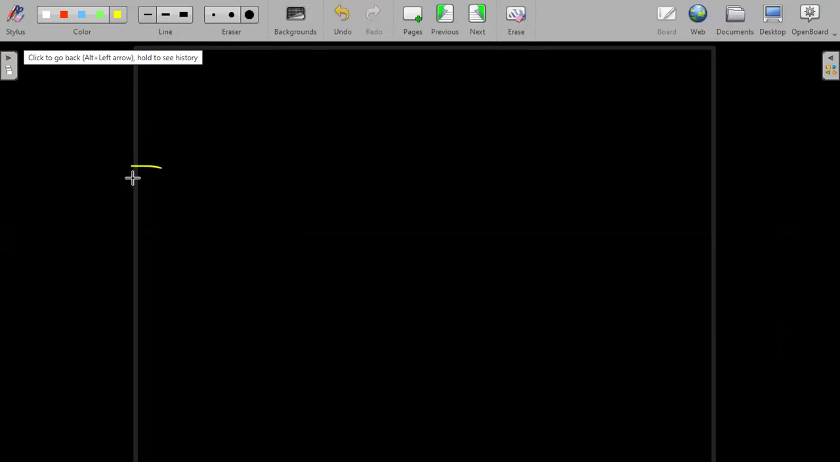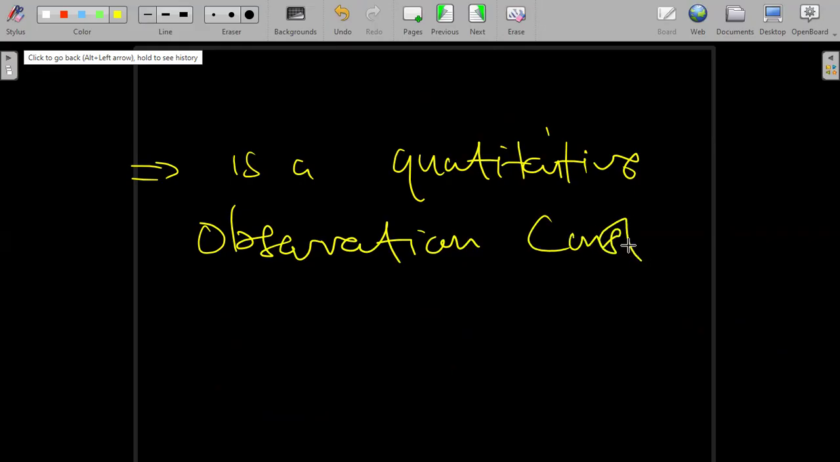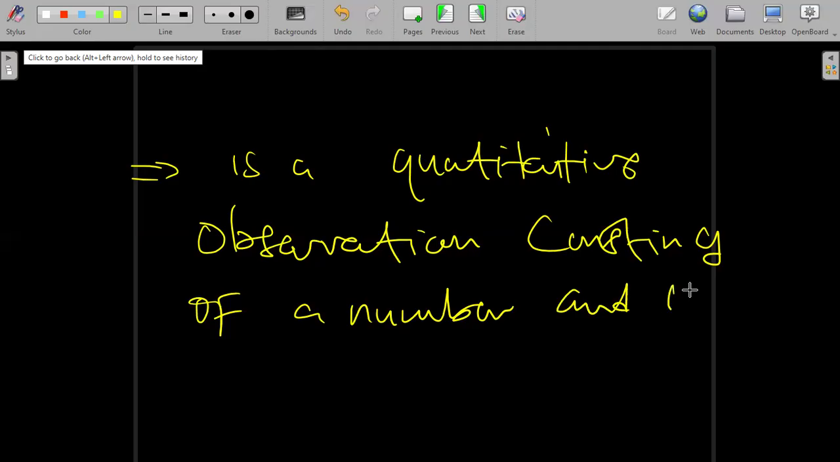So by definition, we say that a measurement is a quantitative observation, consisting of a number and a unit. So this here is very important, okay? For something to be called a measurement, that expression should have a number and a unit.